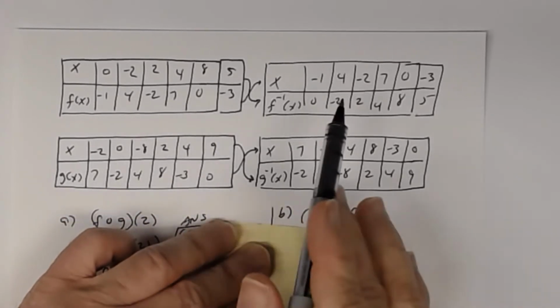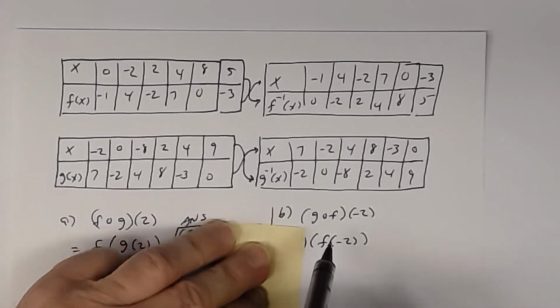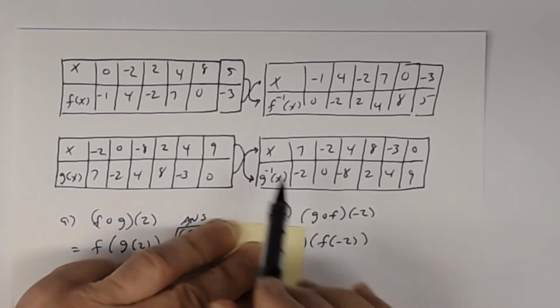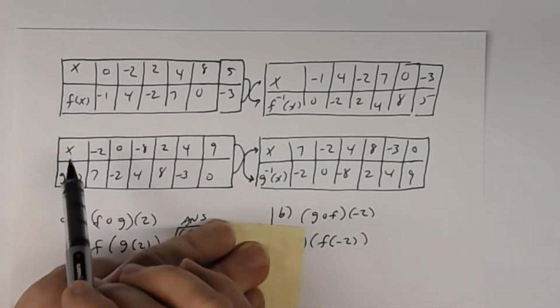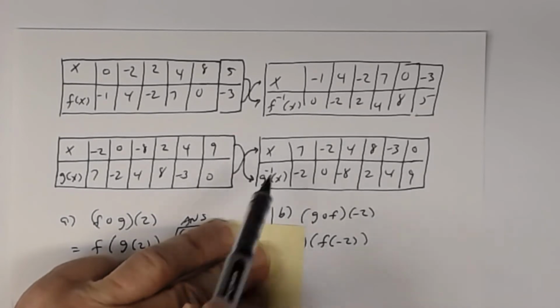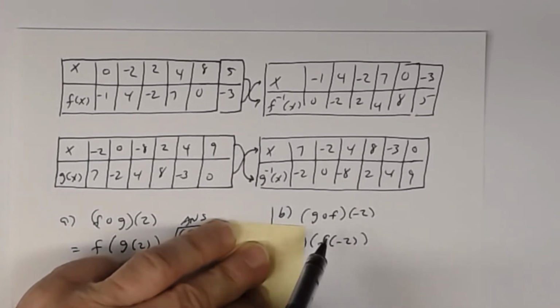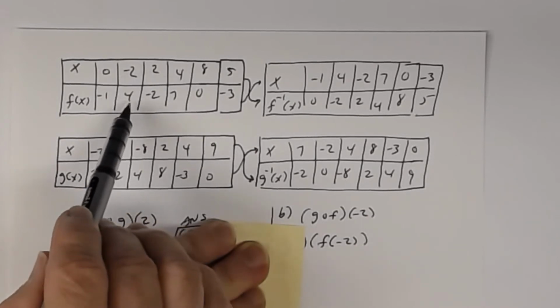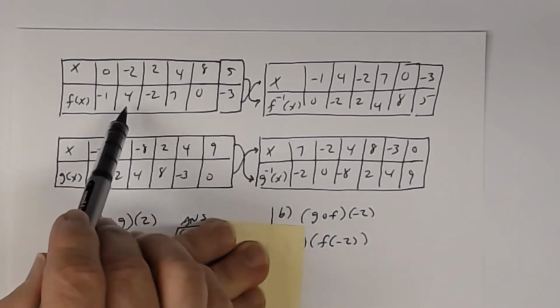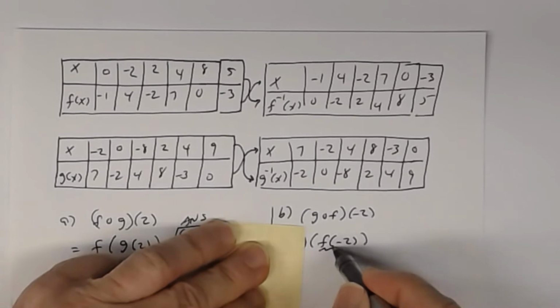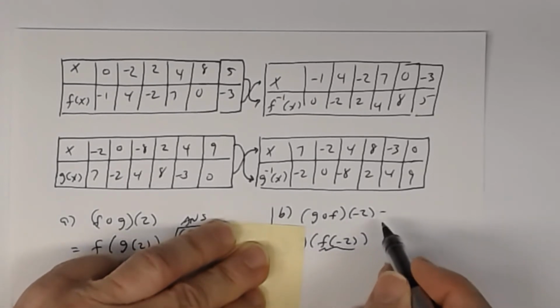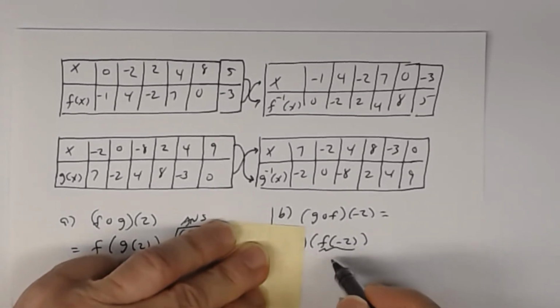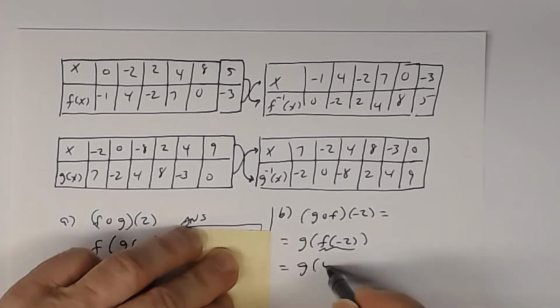So make sure you go, see there are 4 tables here. Make sure you go to the correct one. So I got to go to my function f. So that's this. See, f of x, g of x, f inverse, g inverse. So f of x. So this says when x is negative 2, so that's this right here, see it? What is the y value? So f of negative 2 is 4. So this is 4, not the answer to the problem. Okay? This is 4. So now you got to find g of 4.